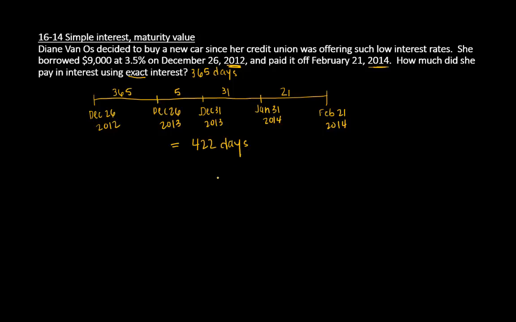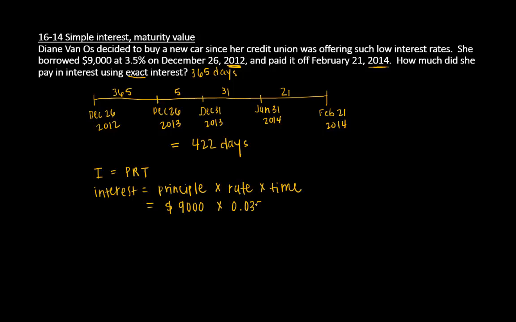So we're going to be using I equals PRT here. I being interest, equal to P being principal, R being rate, and T being time. So the principal here is going to be $9,000 times 3.5%, which comes out to be 0.035, times time of 422 days divided by 365 days. All right, and that'll give us interest of $364.19.